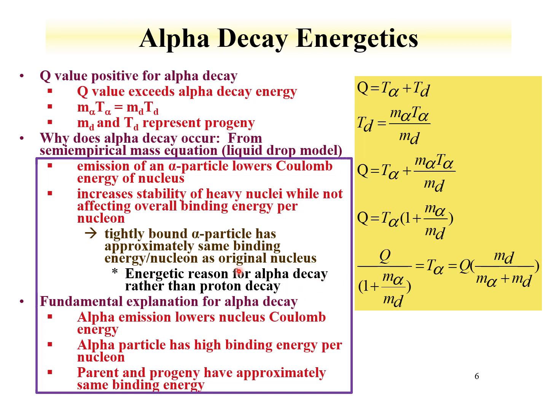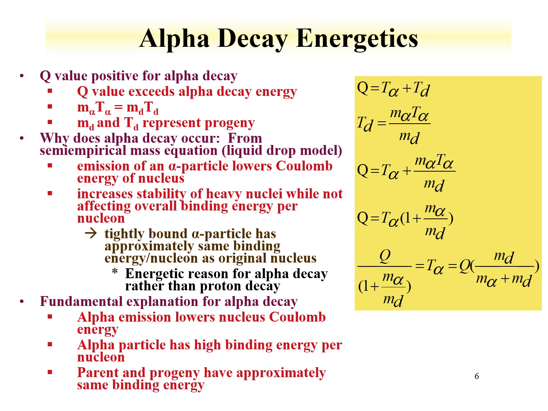And it's this tight binding energy from the alpha nucleus, which is greater than a single proton. So this is the fundamental explanation for alpha decay. The alpha emission lowers the Coulomb energy in the nucleus. The alpha particle has a high binding energy per nucleon, similar to the nuclei that are emitting the alpha particle. Therefore, the parent and the progeny have approximately the same binding energy per nucleon.